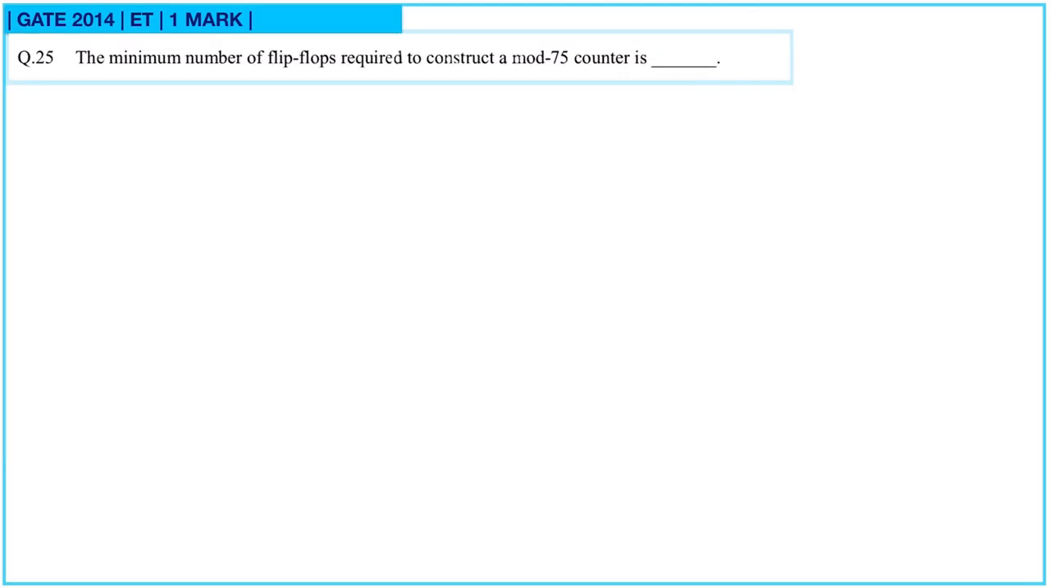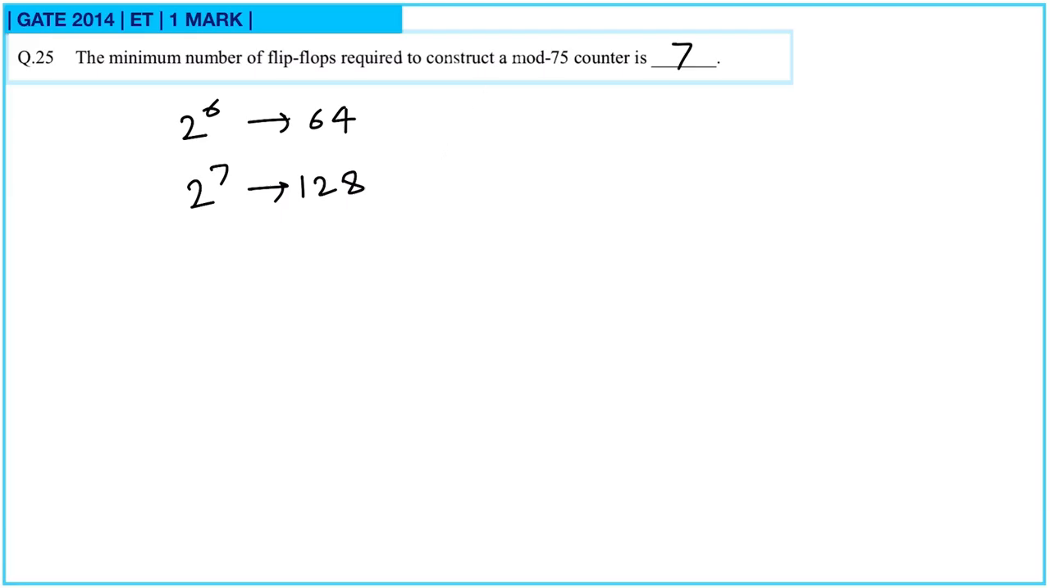Question 25. The minimum number of flip-flops required to construct a mod 75 counter is. So if we take 2 to the power 6, that comes out to be 64. 64 is less than 75, so this can't be used. So the next possible thing is 2 raised to 7, that is 128. So this can be used as a counter. So this will be the total number of flip-flops. So the answer is 7.